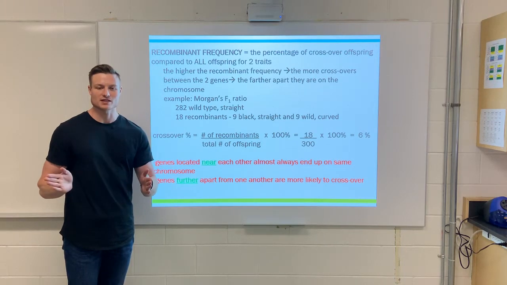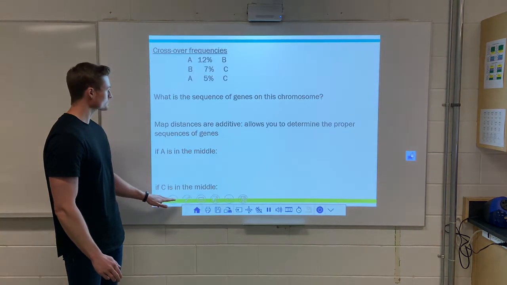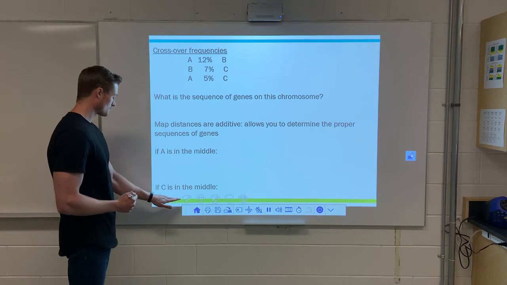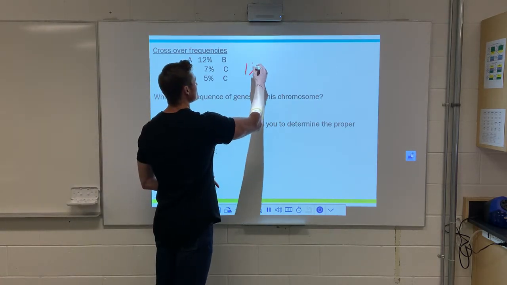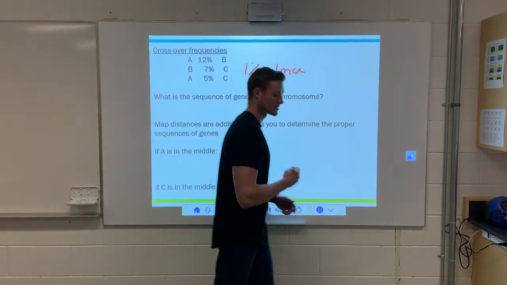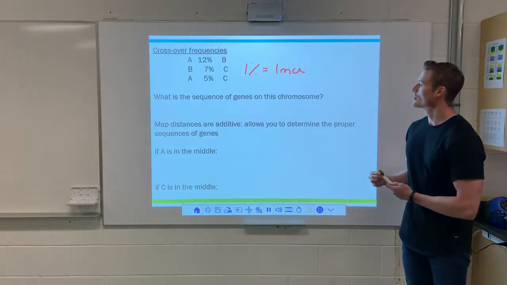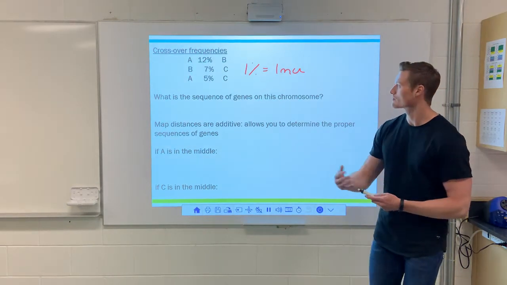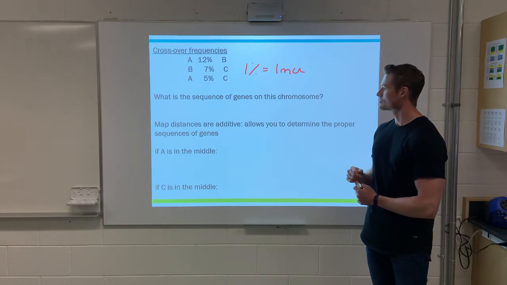So we can actually map that 6% and figure out how far apart they are on a chromosome map. When we do this, it's very, very simple: 1% will equal 1 map unit. So if there's 6% recombinant frequency, they are 6 map units apart. If they're 10% recombinant frequency or crossover frequency, then they are 10 map units apart.